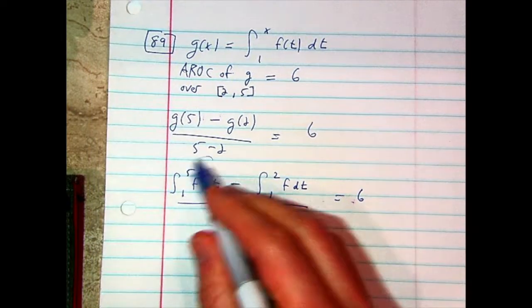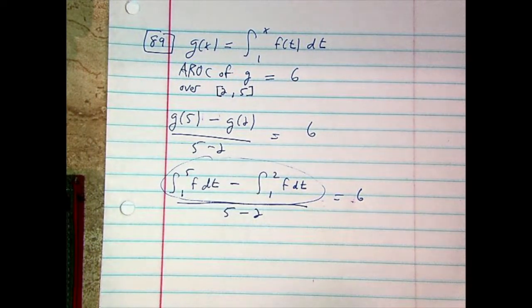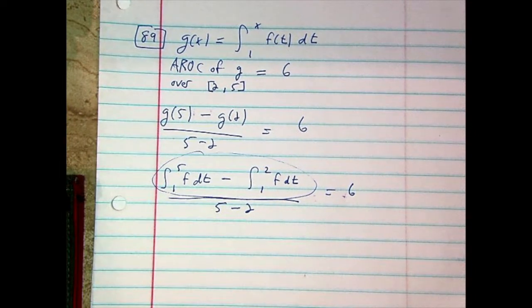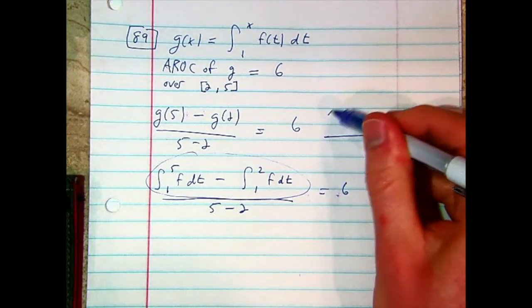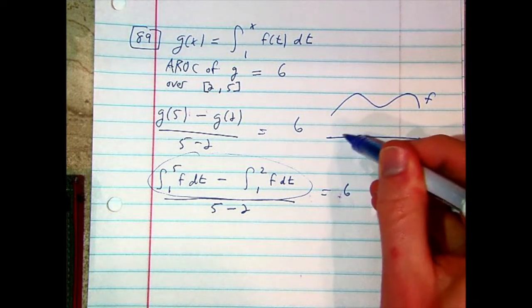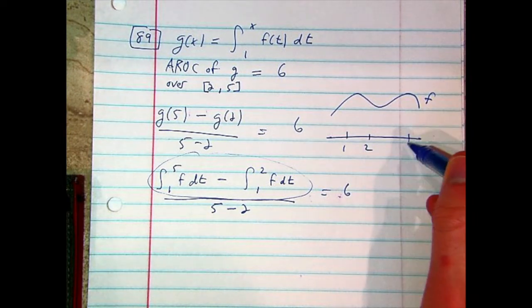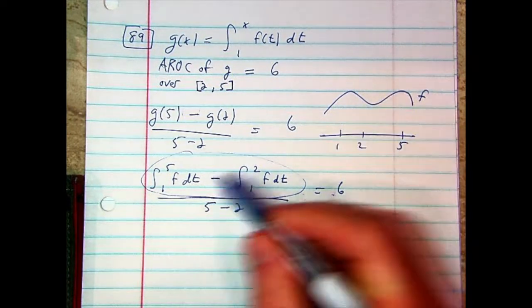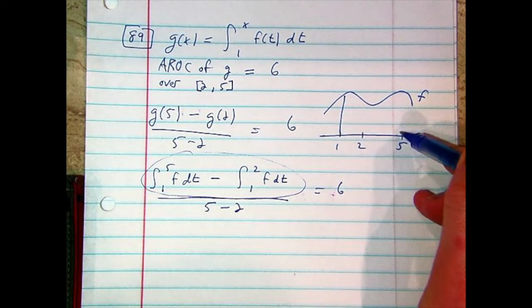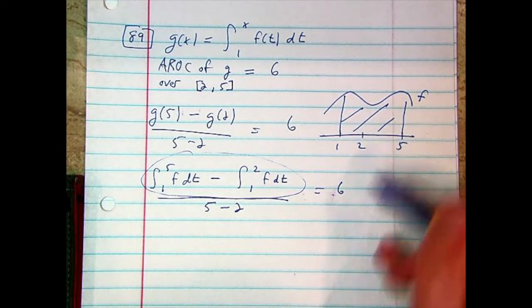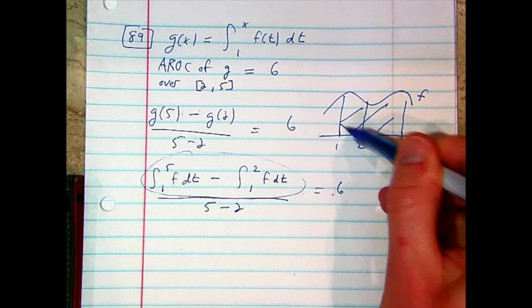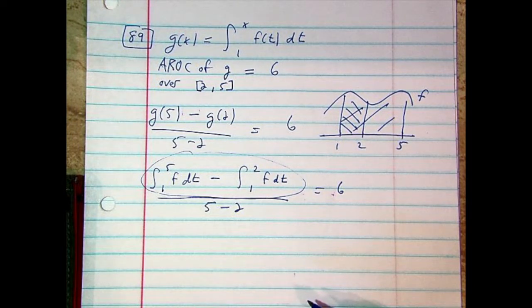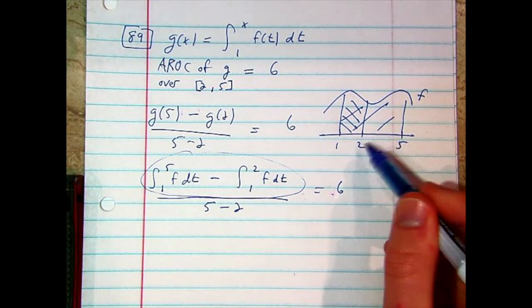Well, these two integrals can be combined into a single integral. If you remember the geometric interpretation of these integrals, they're referring to areas. Here's a picture. Maybe this is f. Here's 1, 2, and 5. If you imagine this first integral is the area under the curve from 1 to 5, that's all of this. And then this second integral is the area just from 1 to 2. That's this portion right here. So if you subtract them, what you're left with is the area from 2 to 5.